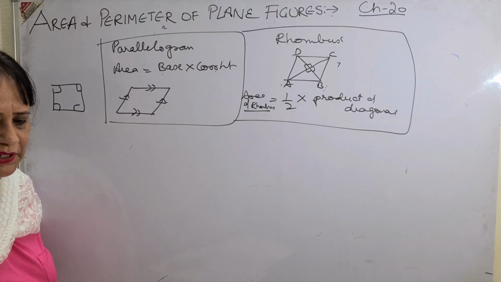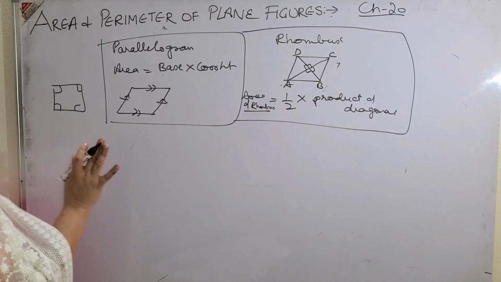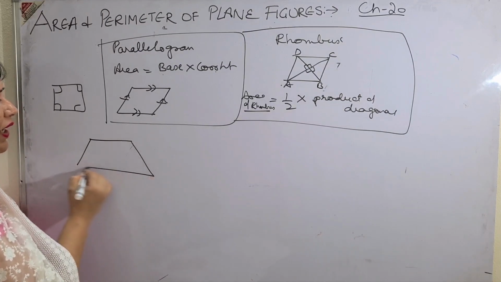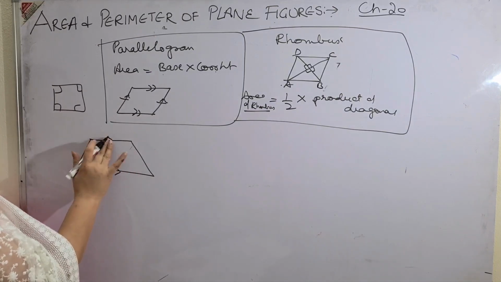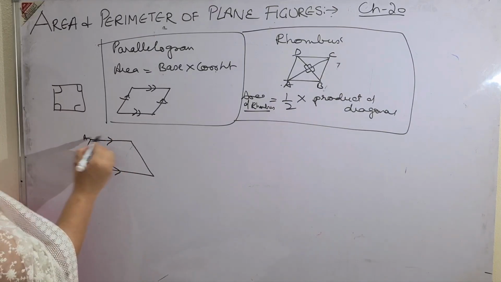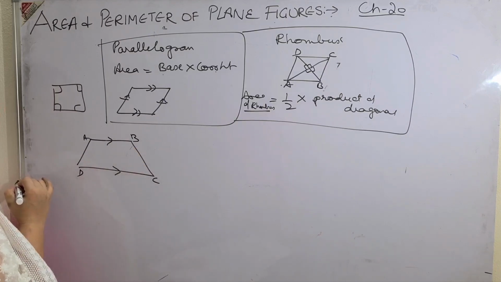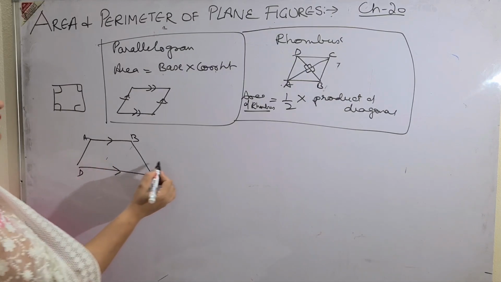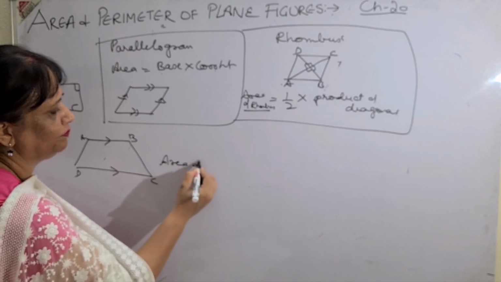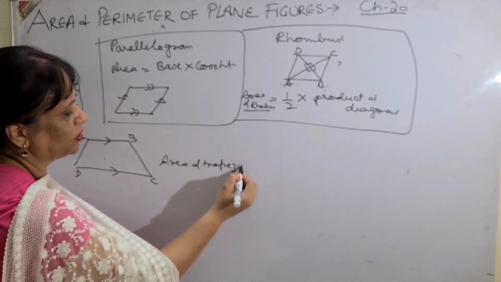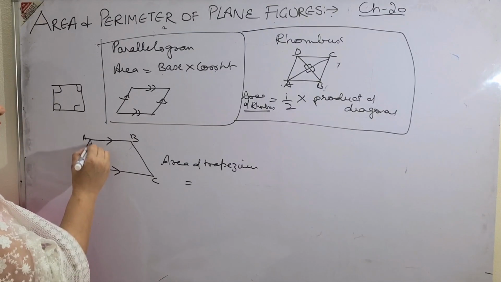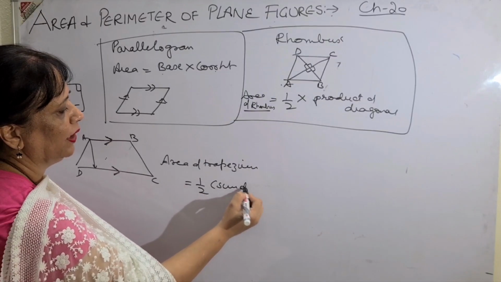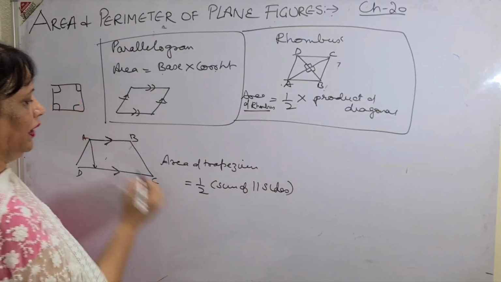Then comes the last, the trapezium. Trapezium is one of the quadrilaterals, because it has one pair of opposite sides parallel. Trapezium, one pair of opposite sides parallel. So it is a type of quadrilateral. And how to find the area of trapezium? Again, very simple children, and very important also. Many questions come on this. Half into sum of the parallel sides into perpendicular height.